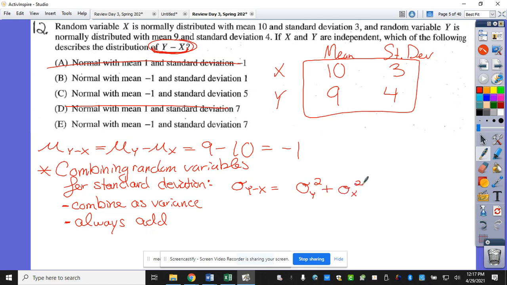Sigma of x squared. But now I'm in variances, so how do I go back from variances to standard deviation? So I've got 4 squared plus 3 squared. 4 squared is 16, 3 squared is 9. Those add to give you the square root of 25, which is 5.